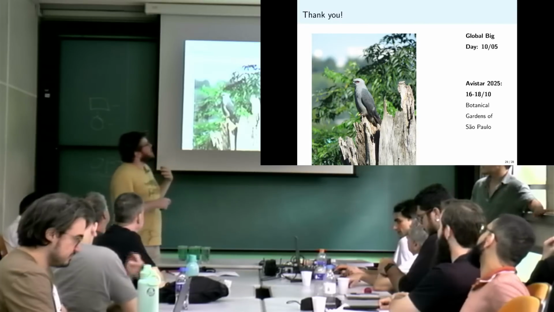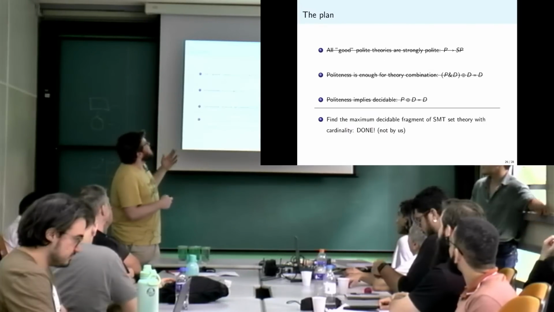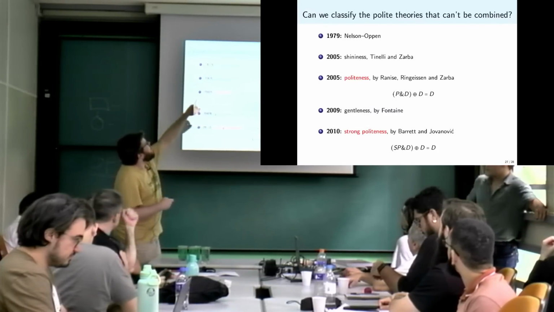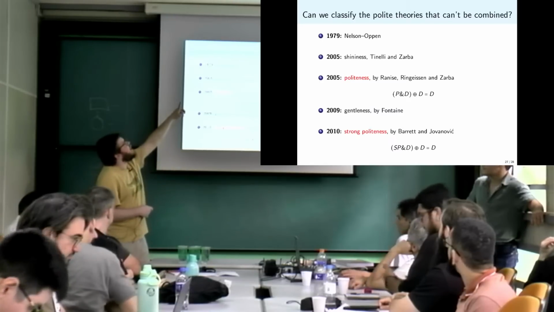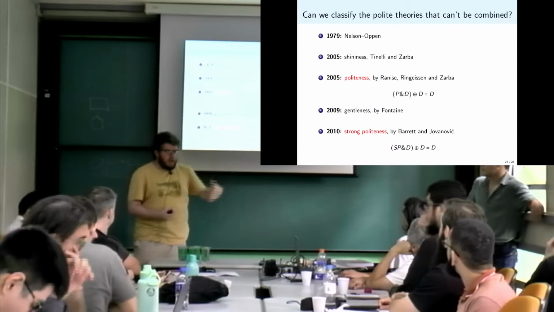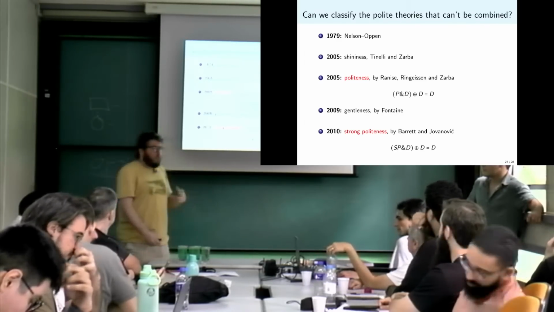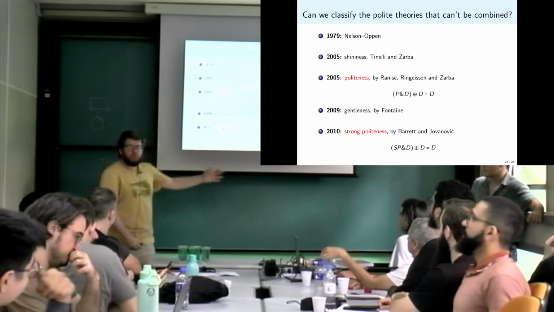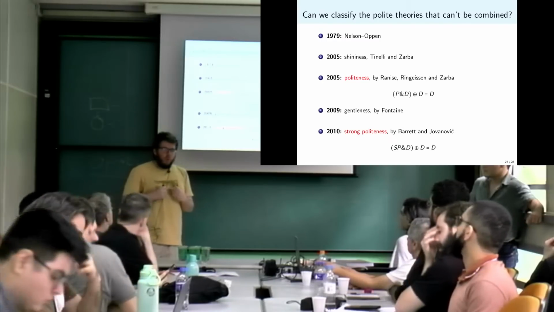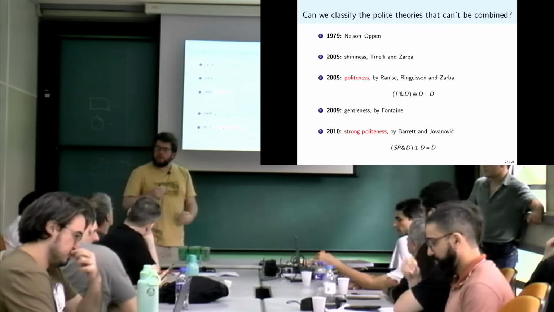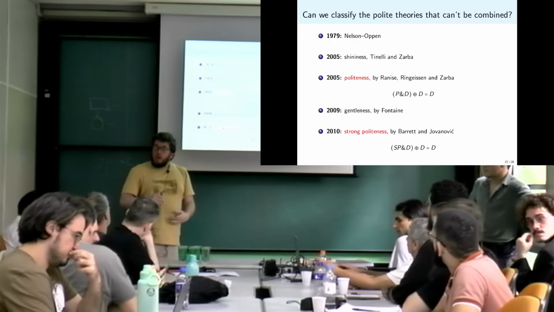We are very good at destroying things, but from the ashes, as I mentioned, we came up with something amazing. By trying to classify the polite theories where you can combine them and where you cannot combine them, we started finding new combination methods. And actually, as I mentioned before, we kind of have an algorithm to generate new combination methods. They should be decided, all of them.